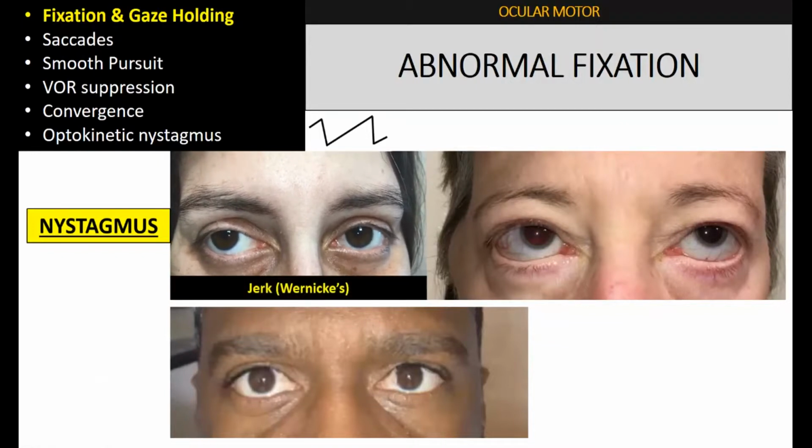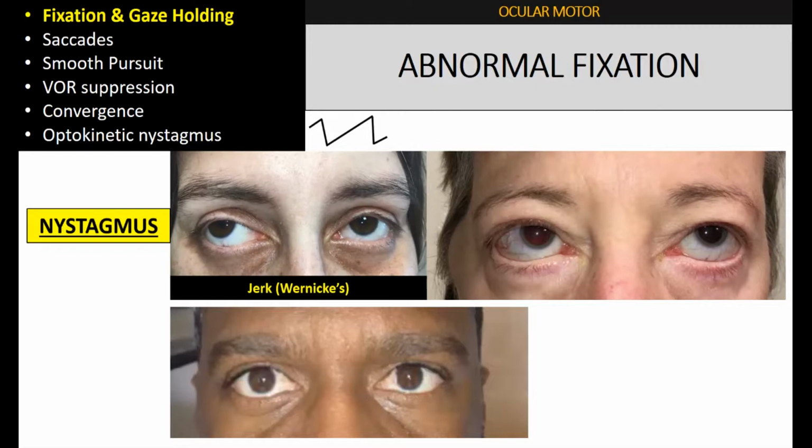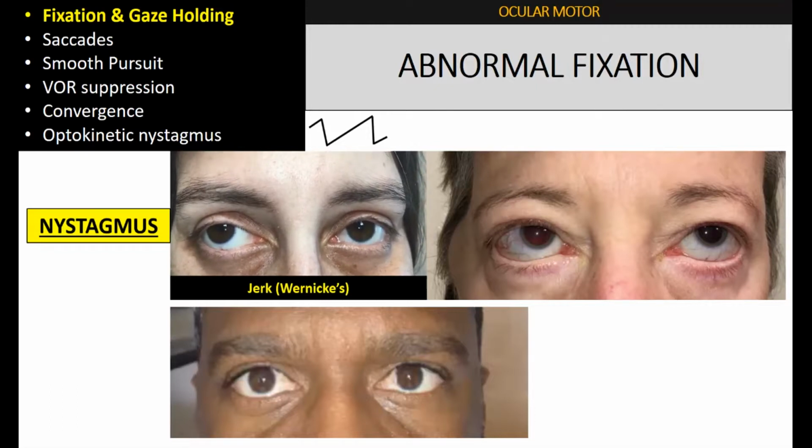This is jerk nystagmus because there's a fast phase followed by a slow phase. I'm sorry, slow phase, fast phase. This is jerk nystagmus, alternating slow and fast phases. For nystagmus, the slow phase is the culprit.